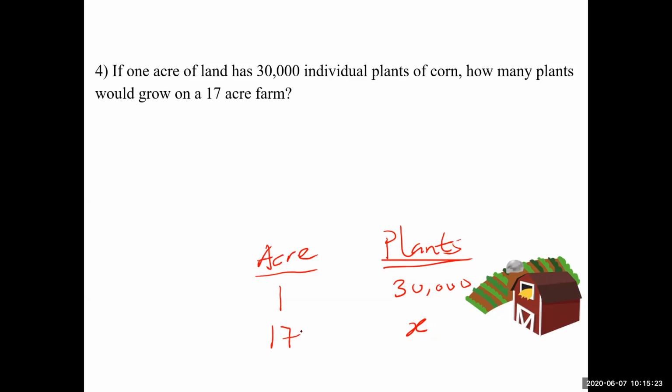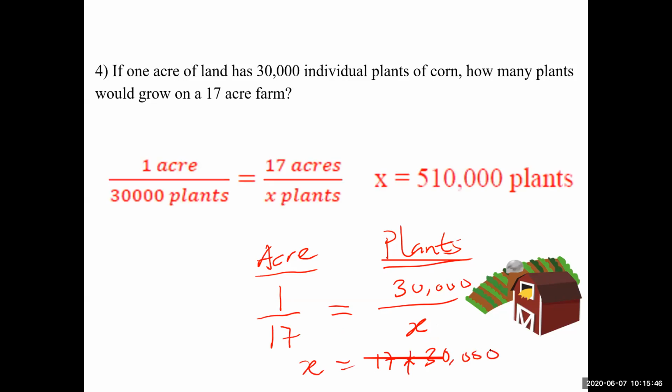Now I want to establish a proportion. Okay. Nice. So I have my X being equal to 17 times 30,000. And that will come out as 510,000 plants. Is that okay? Good. So basically, this is how you do it. Extract the information and put the information side by side. Establish a proportion, cross product, and find your X.